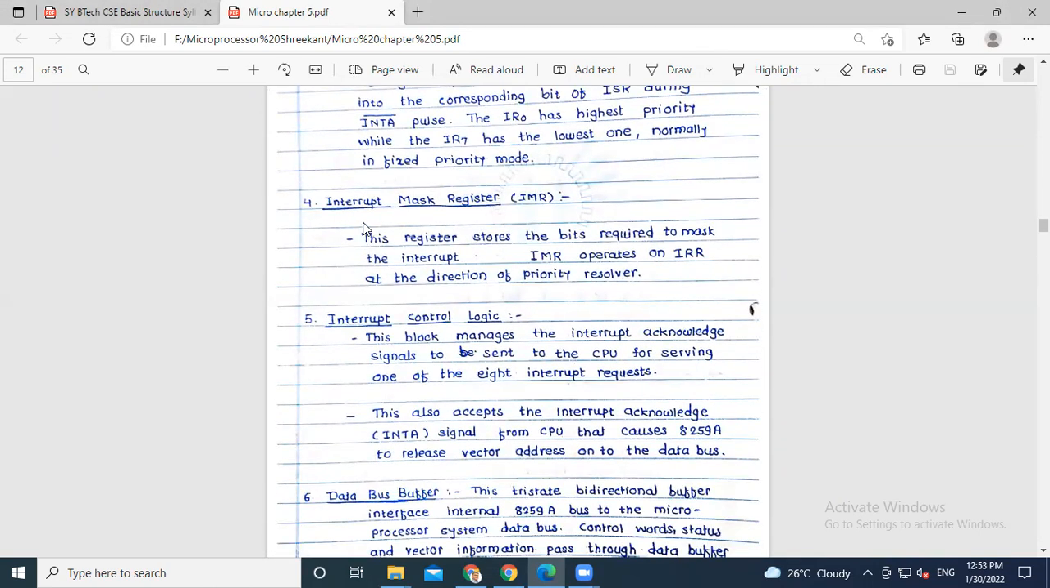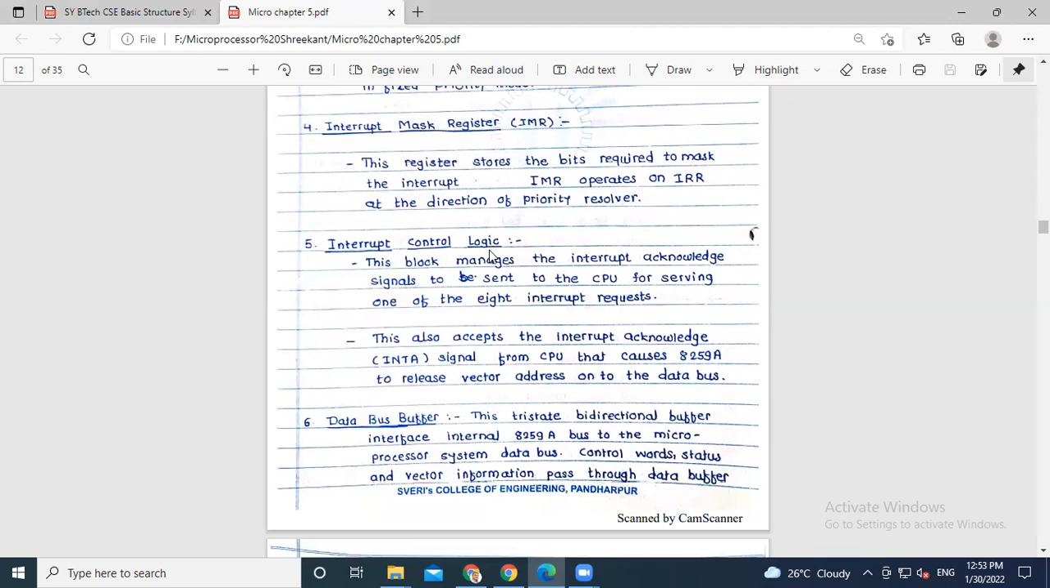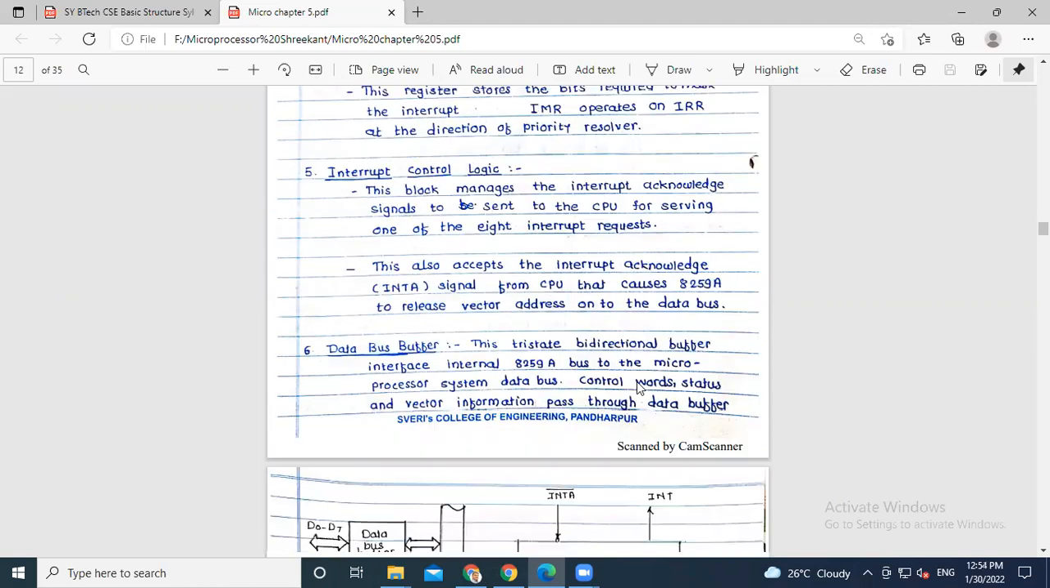So the interrupt mask register, IMR, stores the bits required to mask the interrupt, and it operates on the IRR, the interrupt request register, at the direction of the priority resolver. The interrupt control logic block manages the interrupt acknowledge signals and sends them to the CPU for serving one of the 8 interrupt requests. Out of 8, one is going to be taken priority-wise. It also accepts the interrupt acknowledge signal from the CPU, which causes the 8259 PIC to release the vector address onto the data bus.